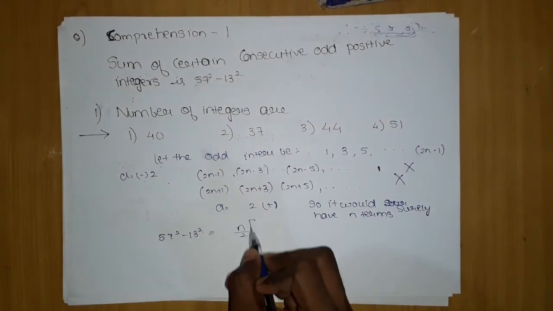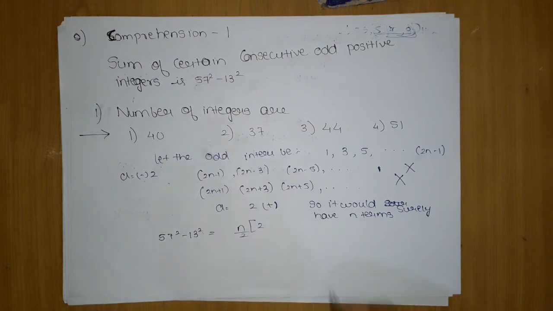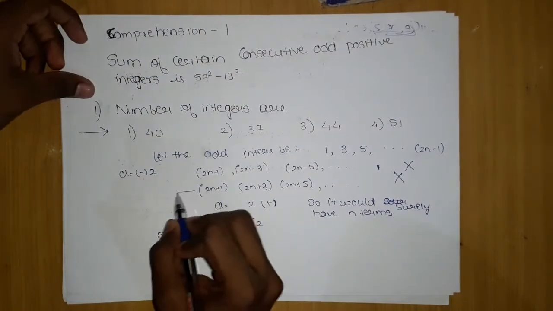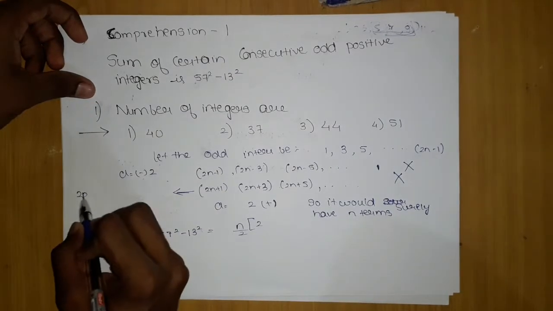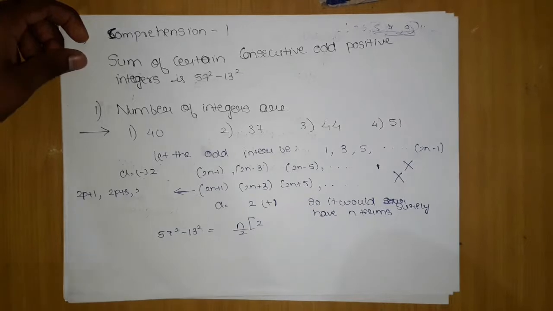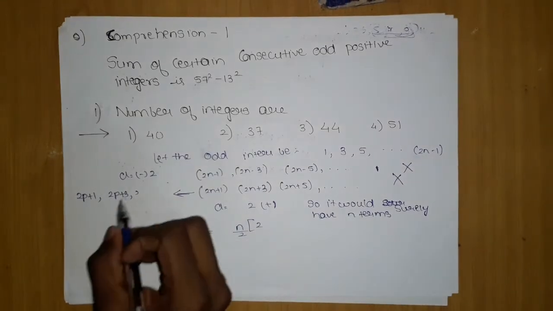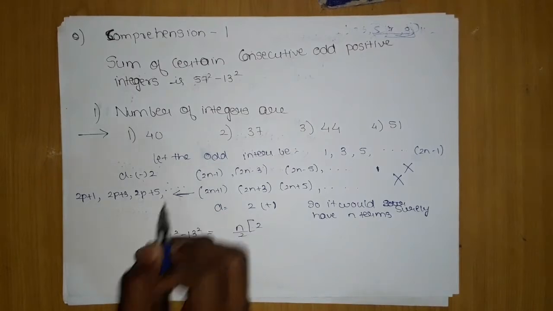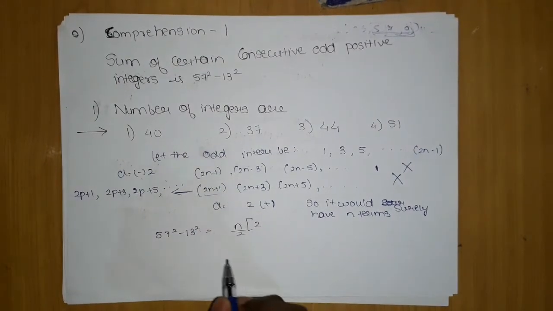n by 2 bracket 2a, we are making a mistake, n is appearing here and here also. So we will consider terms like this, 2p plus 1, 2p plus 3. So here we are taking 2p plus 3, 2p plus 5, and so on. Just forget this one, here n is there.